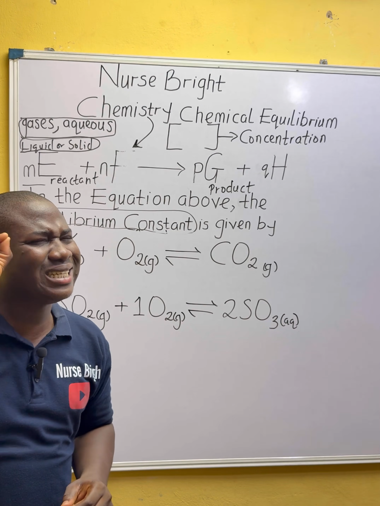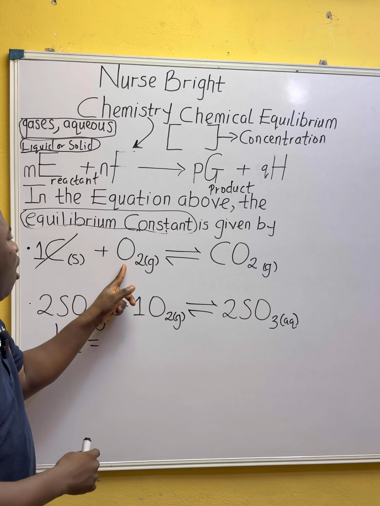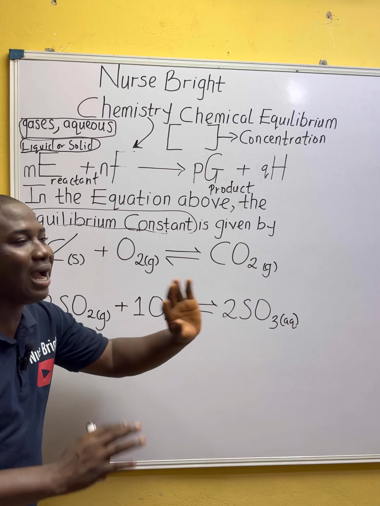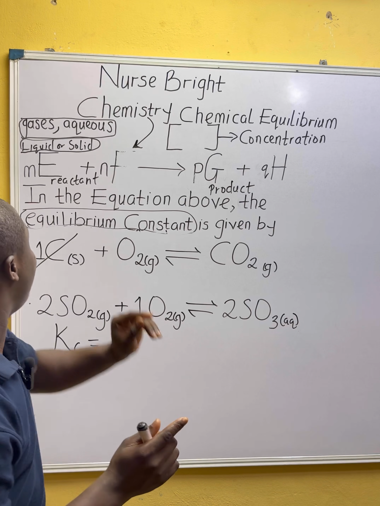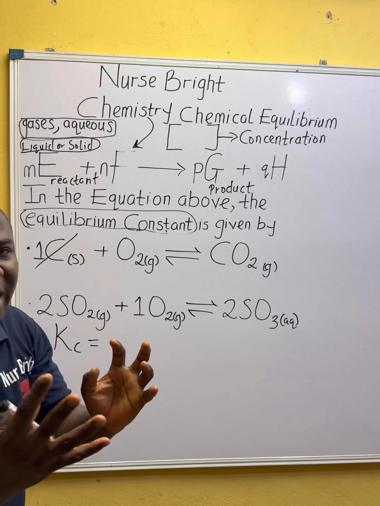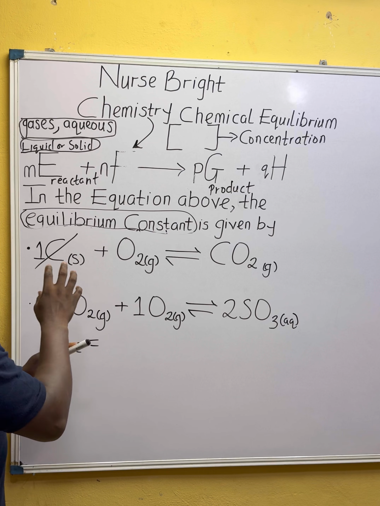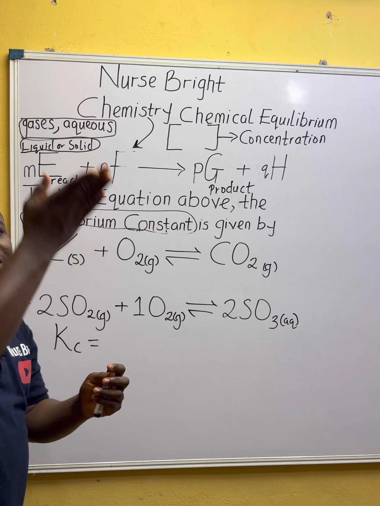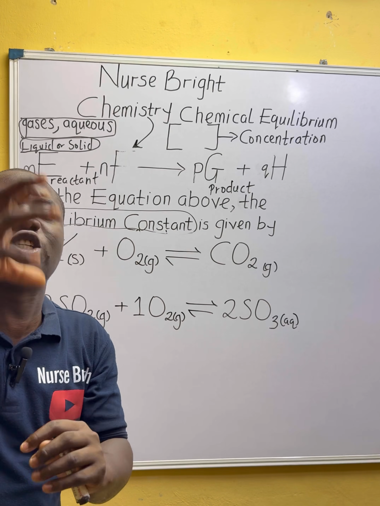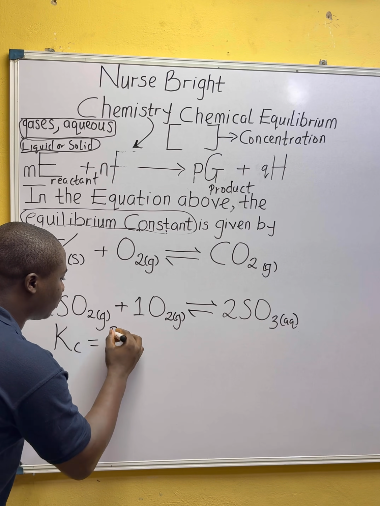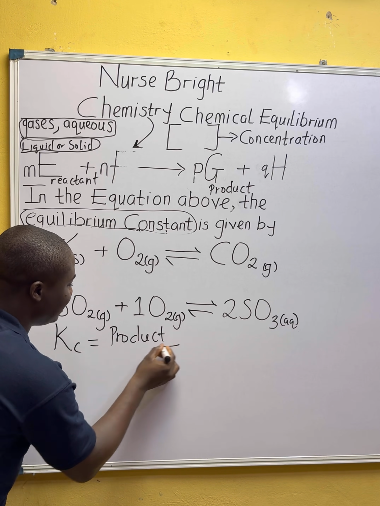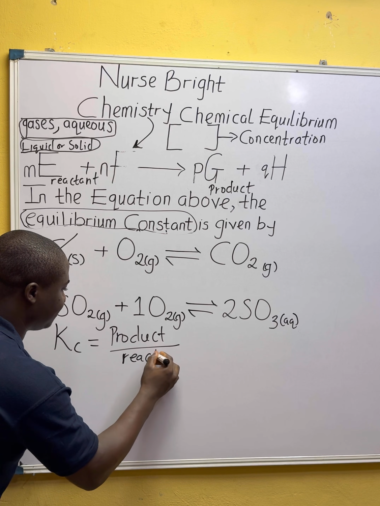Class, listen. Oxygen is a gas in this case. CO2 is a gas, so I'll leave those because they appear. Gases and aqueous species appear. Now you do this one. Since this one is definitely a solid, I'm going to cancel it out and write for what is remaining. And the formula is already what? Product divided by reactant.